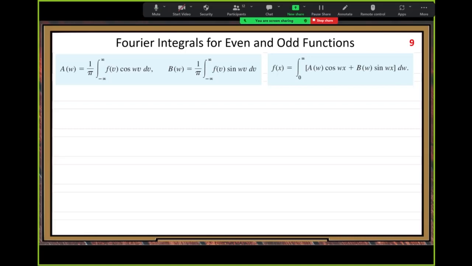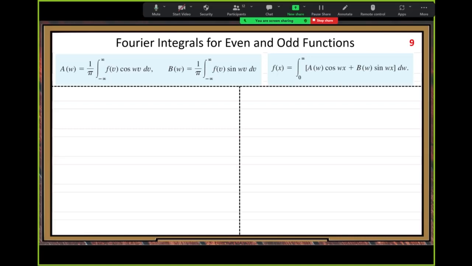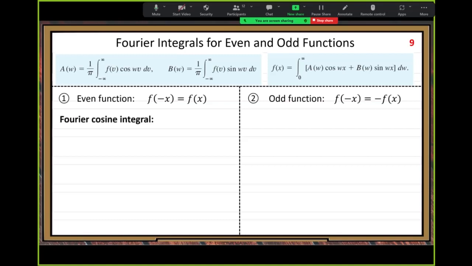I use these two regions to explain. Case 1, even function: f of negative x equals f of x. Symmetry. Here you see symmetry about the y-axis. Case 2, odd function: f of negative x equals negative f of x. Here I do not draw the graphs. Last time I displayed them. Here, to save some space, I do not display the graphs of these two functions.